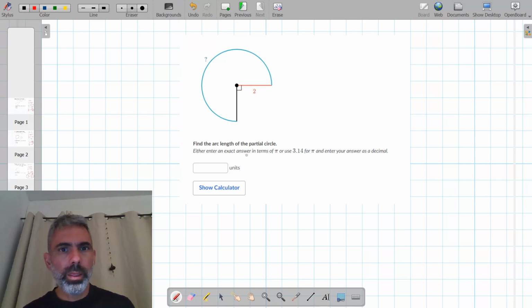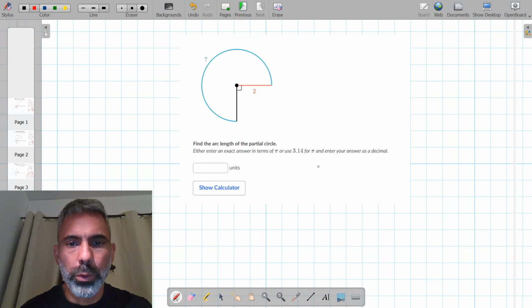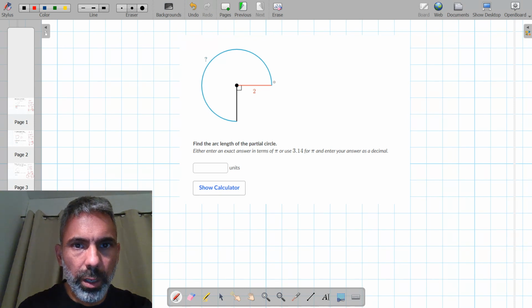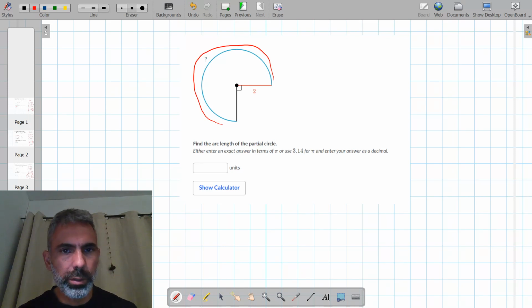Find the arc length of the partial circle. Either enter an exact answer in terms of pi or use 3.14 for pi and enter your answer as a decimal. So here the length of the arc is 3/4 of the circumference.